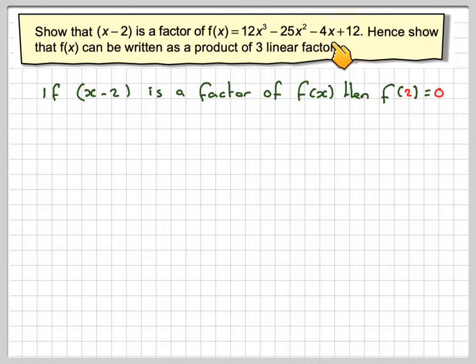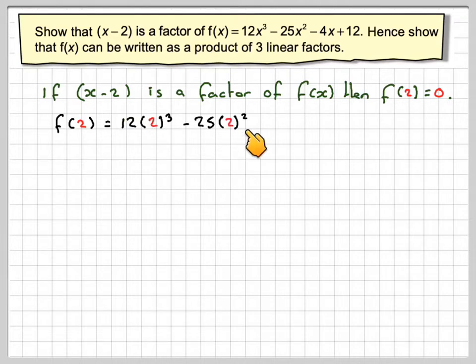That means if we substitute 2 in here, we should get 0. So we've got to show that. So f of 2 is going to be 12 times 2 cubed minus 25 times 2 squared minus 4 times 2 plus 12. And why you take 2 and not minus 2 is it's whatever will make that bracket equal to 0. Obviously 2 will make that bracket 0.